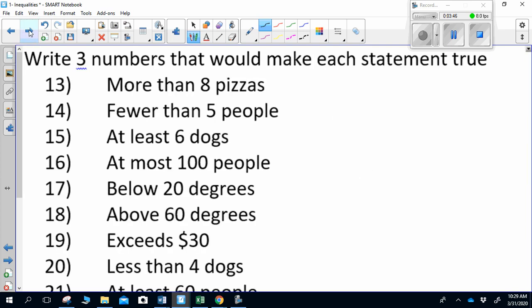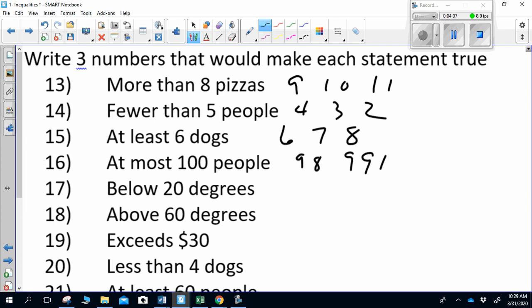All right, next one. 3 numbers that make it true. More than 8 pizzas, 9, 10, 11. Now you could use way crazy numbers if you'd like, but this is what we're going with. Fewer than 5 people, 4, 3, 2. At least 6 dogs, 6, 7, 8. At most 100 people, 98, 99, 100. Below 20, 19, 18, 17. Above 60, 61, 62, 63.